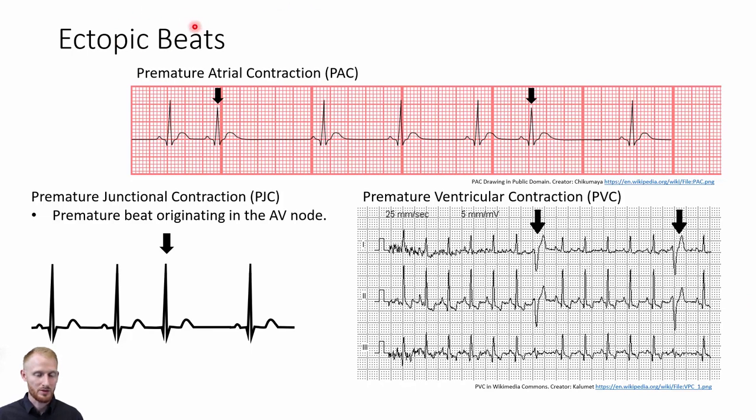So the ectopic beats, we again have PACs, PJCs, and PVCs. All right, so depending on where the ectopic beat starts from, we have the PACs being shown here. You can see the arrows pointing at them. They essentially look like normal cardiac cycles. They look just like the cardiac cycles before and afterwards, but they come early and they usually have this compensatory pause afterwards.